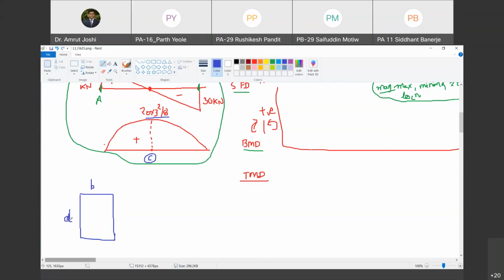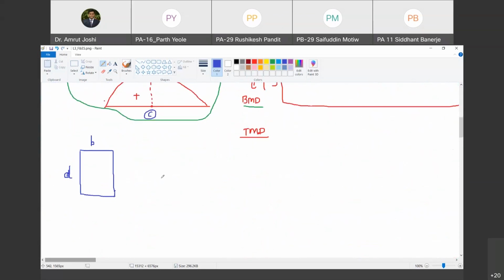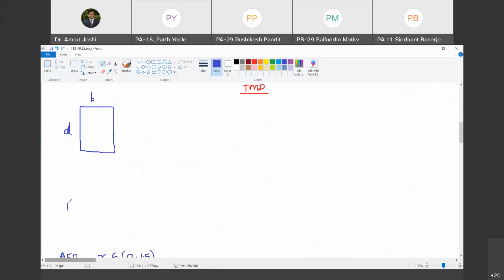So let us call this as depth and this as B. So B cross D is the dimension of this cross section. So observe, देखो, I am going to define a new term that is called as prismatic. ये word सुना है आपने? Yes, sir. I've heard of the term. So what is the meaning of prismatic member?